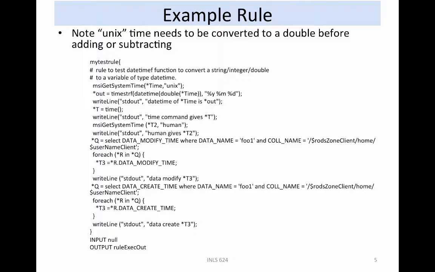The third test uses the msiGetSystemTime microservice to retrieve the date and time in the human format. The fourth test retrieves a DATA_MODIFY_TIME attribute from a file in Unix format. The fifth test retrieves the DATA_CREATE_TIME attribute from a file in Unix format. All of the times are printed to standard out for comparison.